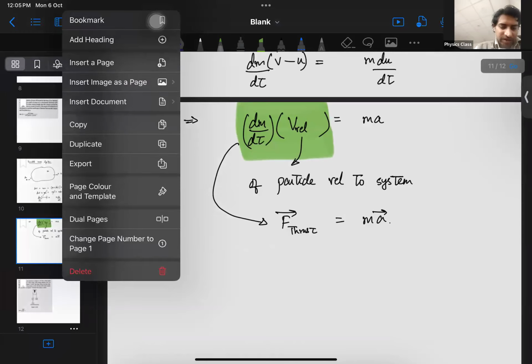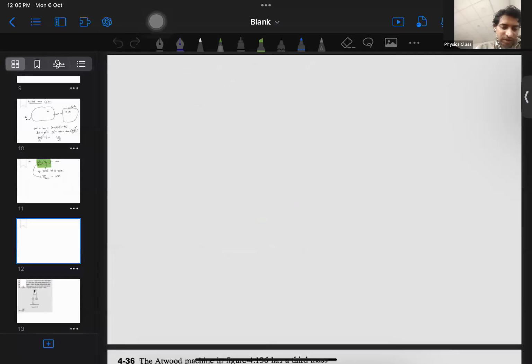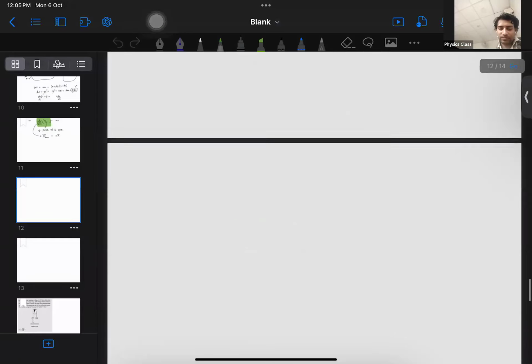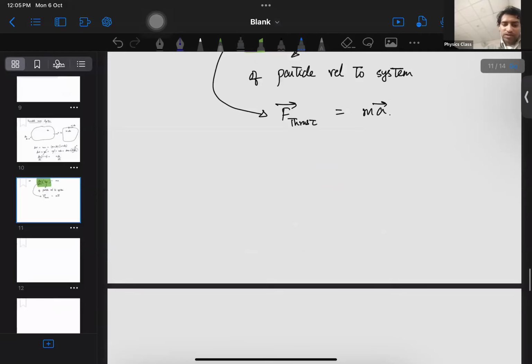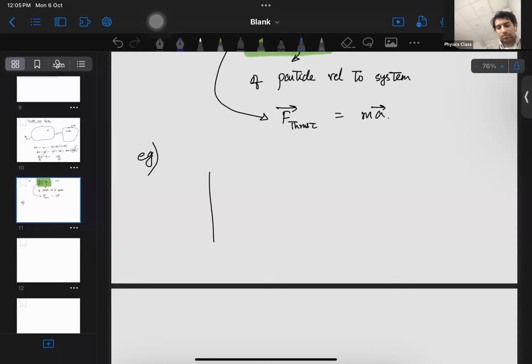What example shall we take? Okay, let's see. Suppose that you have over here some cases.